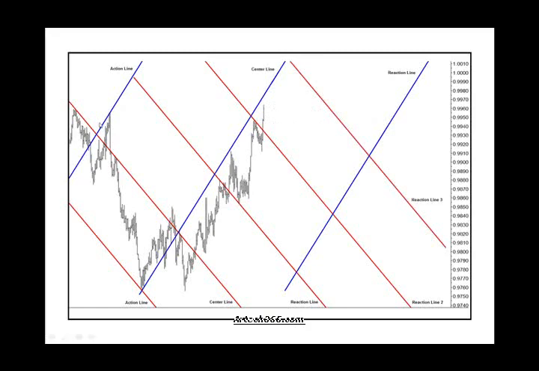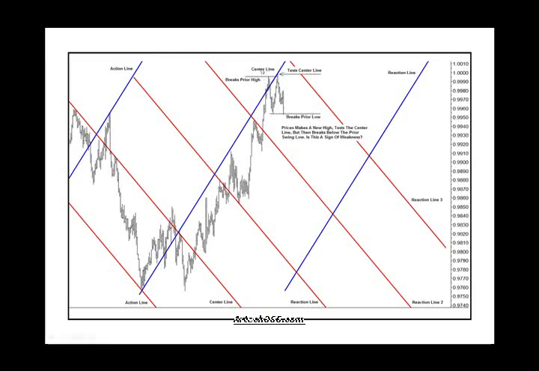Time to add another projection. All right? Here's our new projection. Center line still holding all the way up. Now we come up, we break, we make a high. We're trying to get into this diamond.